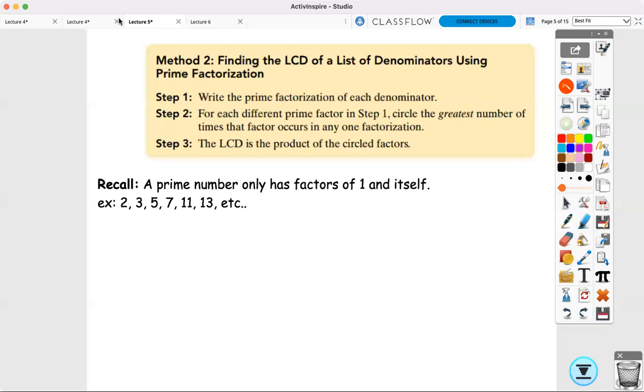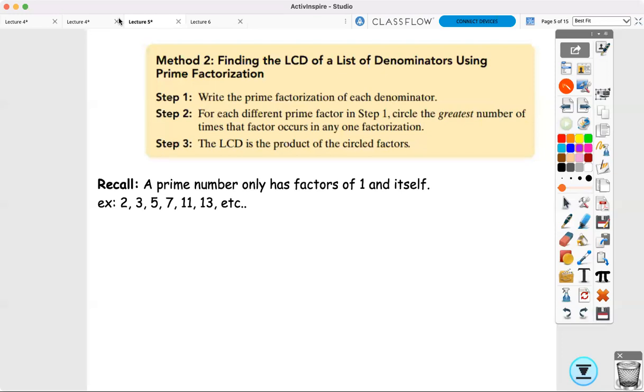All right, method 2, finding the LCD of a list of denominators is using prime factorization. So for step 1, you're gonna write the prime factorization of each denominator. And then from there, for each different prime factor in step 1, you're gonna circle the greatest number of times that factor occurs in any one factorization. Step 2 is the key to using this method. Step 2 is very important. Actually, step 1 and step 2, because you need to write the correct prime factorization, right? Step 3, the LCD is the product of the circled factors.